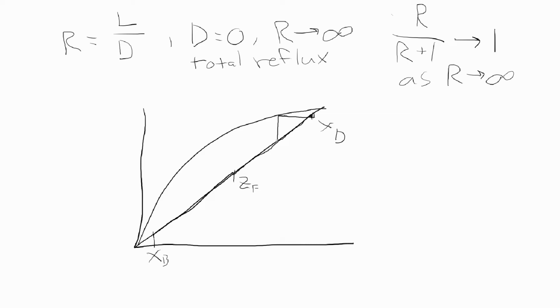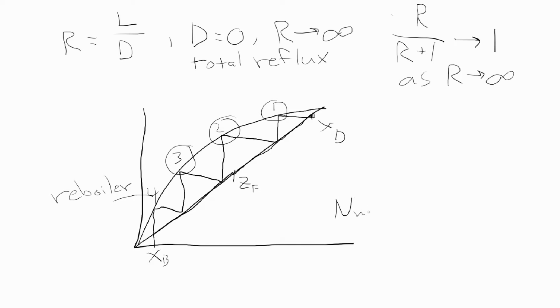We can count off steps. 1, 2, 3, 4, and we label them. 1, 2, 3, 4. We have 3 equilibrium stages in the column, and then the 4th equilibrium stage is the reboiler. So in this case, we say that the number of equilibrium stages at minimum, so N min, is equal to 4.